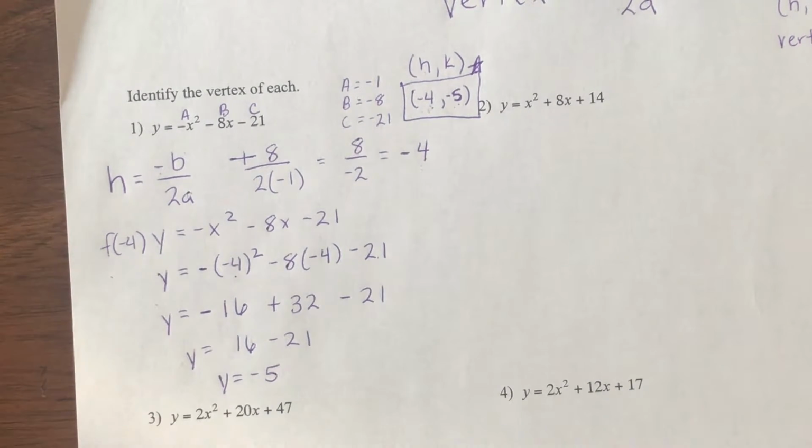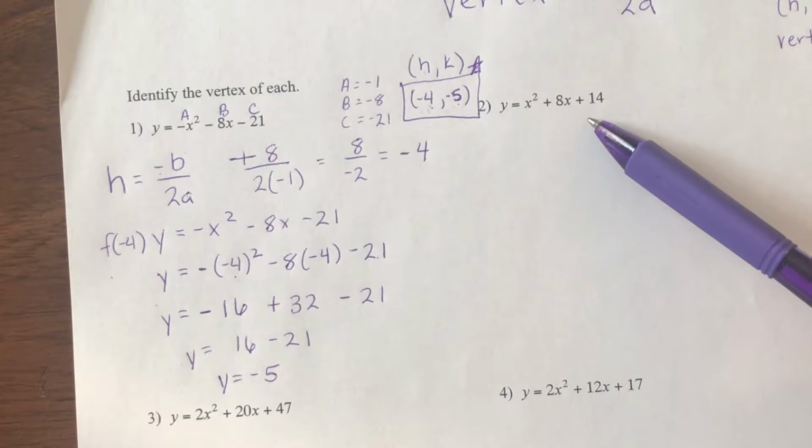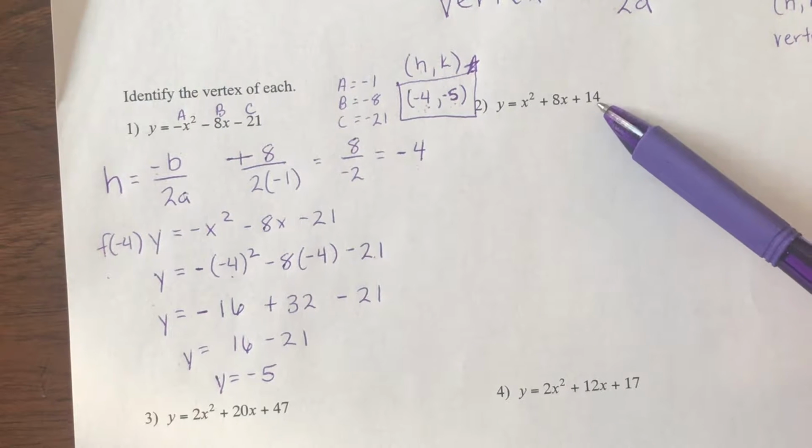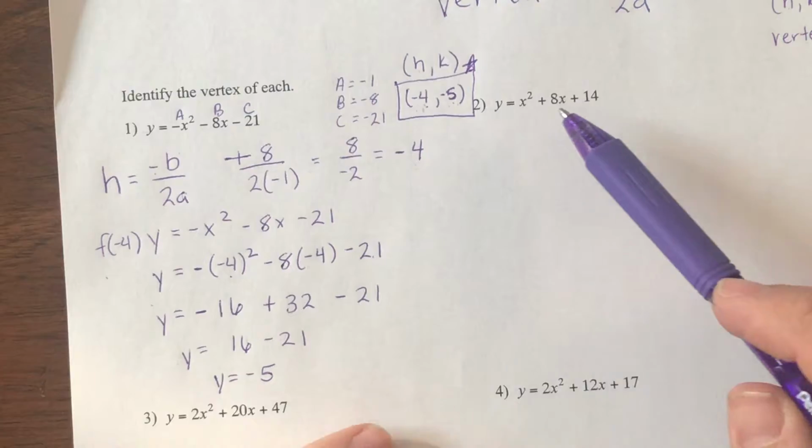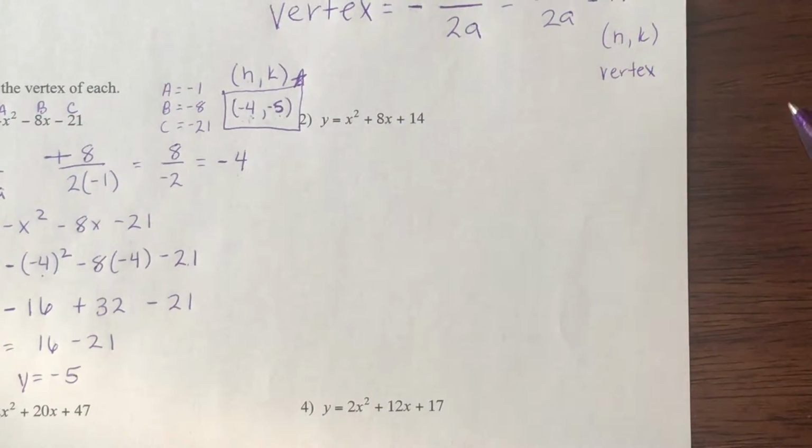Because our ultimate goal is the ability to graph this, and we don't need it in vertex form. We really just need the vertex, and we should be good from there. All right, look at number 2. y equals x squared plus 8x plus 14.